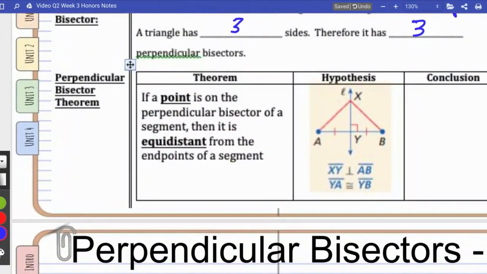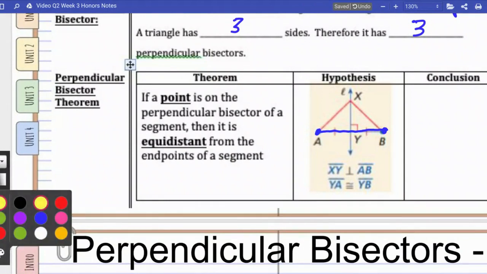So if I have line segment AB here, and I draw in the perpendicular bisector to line segment AB, so in this case that's line XY, it's 90 degrees, it's perpendicular, and it goes through line segment AB's midpoint, and in this case our midpoint is point Y. If I put a point anywhere on this line, let's say I put point X, the distance from X to A and the distance from X to B is going to be exactly the same.